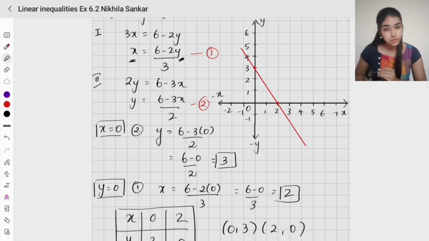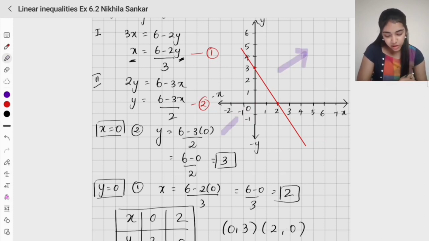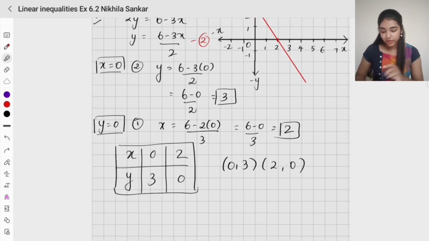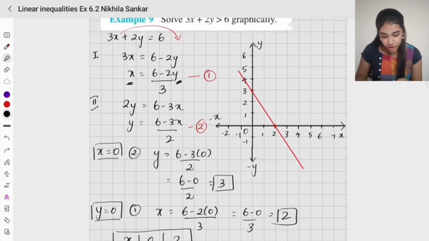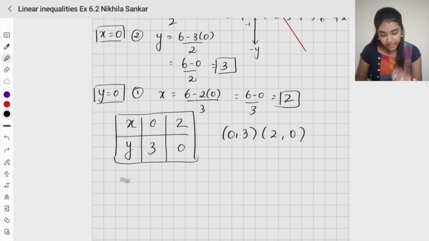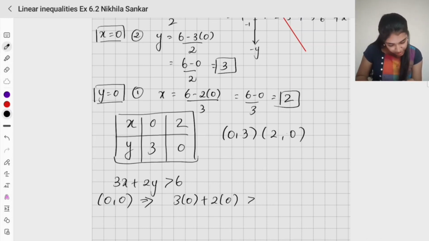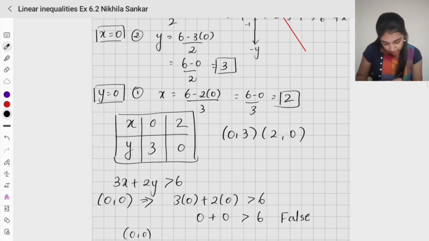இப்போ shaded region கண்டுபிடிக்கணும். What is my shaded region? Solution என்ன இந்தக்கு? இந்த பக்கம் is it in the upper half plane or is it in the lower half plane? We need to know this. கரெக்ட்டா? So இதை எப்படி நம்ம கண்டுபிடிக்க போறோம்? Let us substitute the value 0, 0. So what is my inequation? My question is 3x plus 2y greater than 6. When I substitute 0, 0, I'll have 3 times 0 plus 2 times 0 greater than 6. 0 plus 0 greater than 6. Is 0 greater than 6? No. So, false. So, 0, 0 is not included.